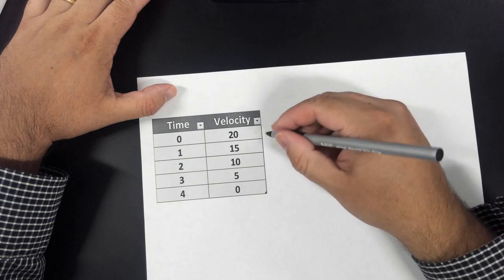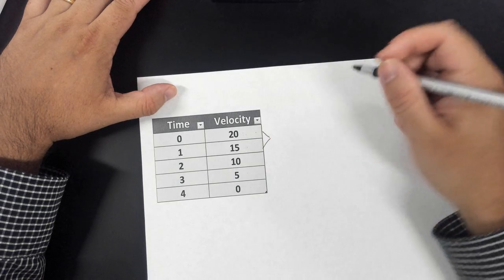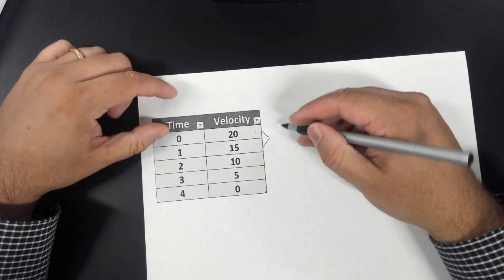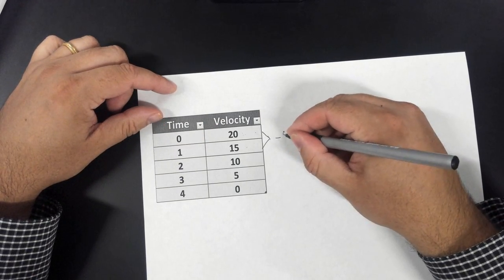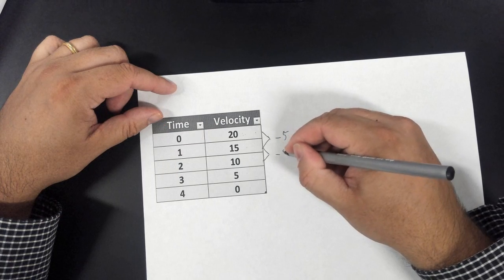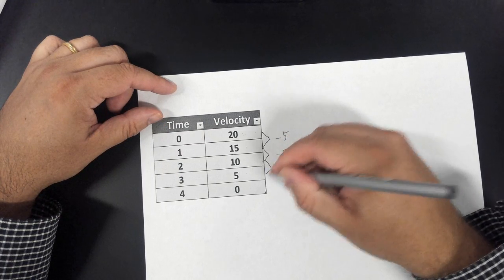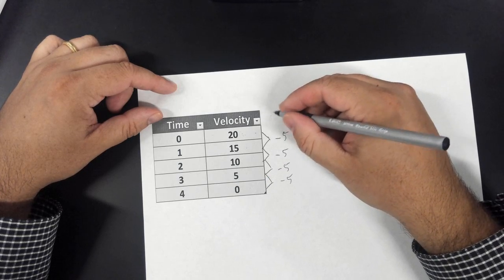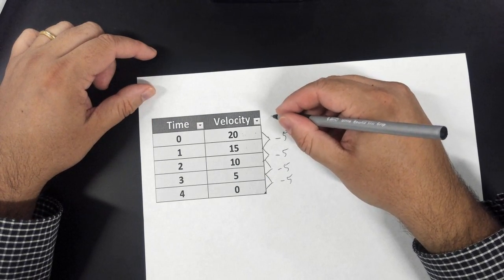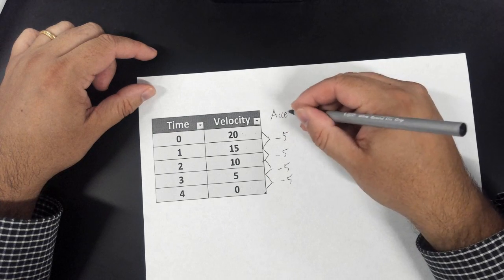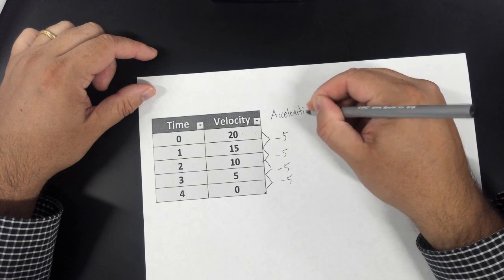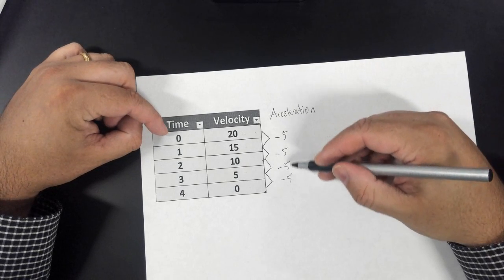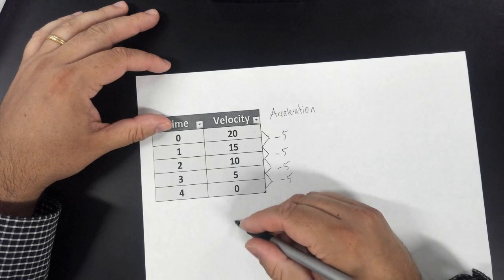And then what we can find here is the acceleration. Acceleration is how much velocity changes divided by how much the time changes. And so that would be minus 5, minus 5, minus 5. But this is acceleration, not velocity. So this means the velocity is changing at a rate of minus 5. This is an example of something that is starting off fast and then getting slower and slower until it comes to a stop.